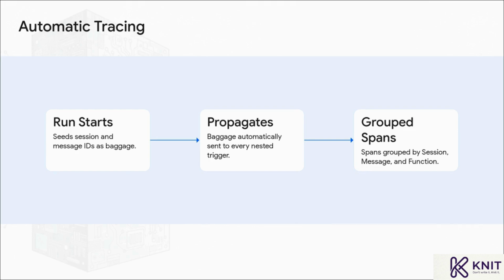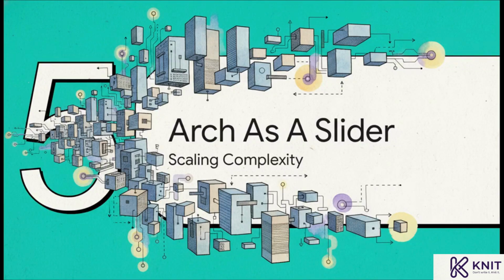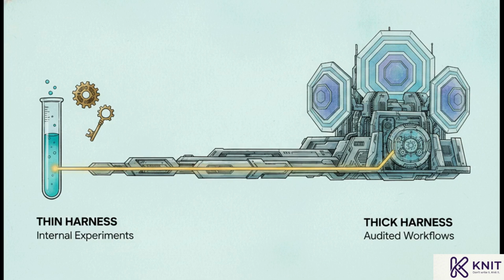And this perfectly sets up one of the coolest conceptual models for scaling your architecture. Section 5. Architecture as a slider. This concept completely ends the whole thin versus thick harness debate. A thin harness might just be your orchestrator, a provider, and your credentials, which is perfect for when you're just trusting the model on some internal experiments. A thick harness, on the other hand, runs all 13 workers, plus complex policies and Slack approvals for heavily audited customer workflows. Under a monolithic model, these are entirely different beasts, but here, they exist on the exact same spectrum.